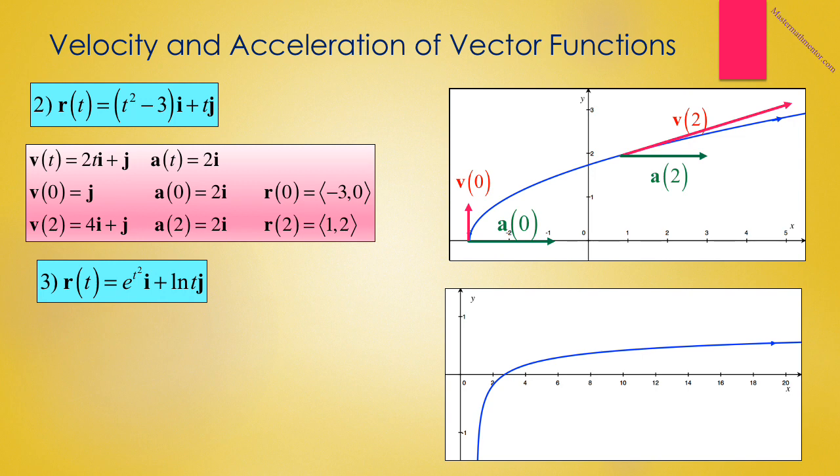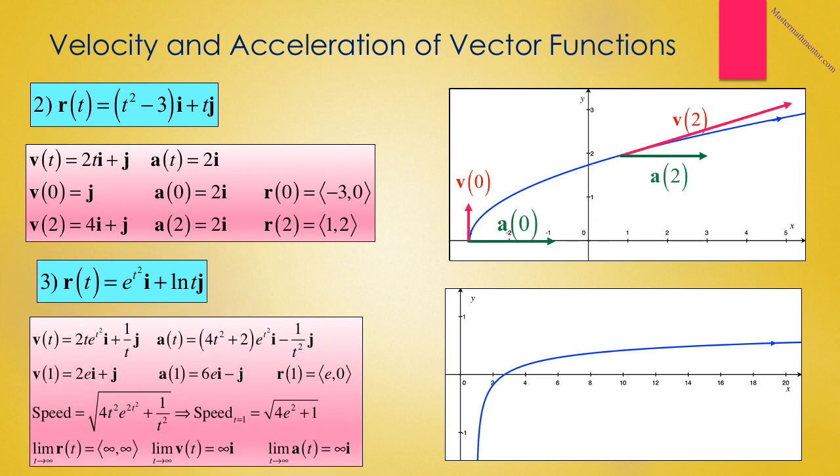We also want to explain what happens to the position, velocity, and acceleration as t approaches infinity. As t approaches 0, the plot of our vector-valued function shows that our particle approaches negative infinity. So the plot comes up almost vertically and then makes a very hard turn to the right after it crosses the x-axis. Our velocity function will be 2t e to the t squared i plus 1 over t j, while our acceleration vector will be (4t squared plus 2) e to the t squared i minus 1 over t squared j.